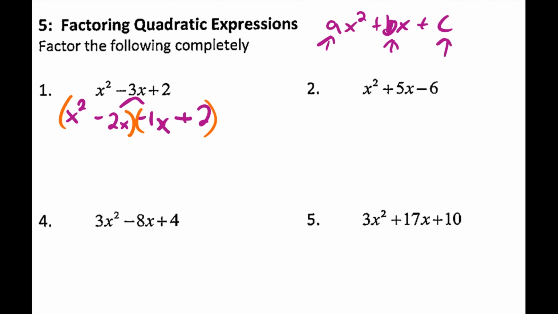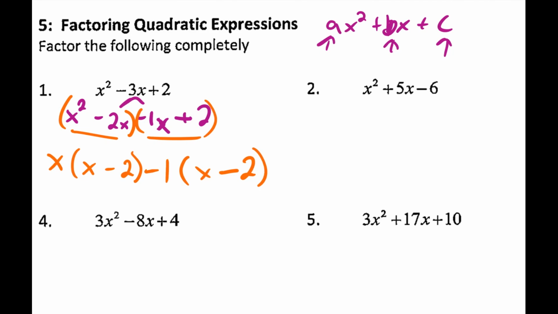So what can I take out of the first two? And the answer is going to be an x, and I'll leave x minus 2 on the inside. Now, the second two, what can I take out of there? Well, we have a negative 1x in front, so I'm going to take out the negative 1. And if I do that, I end up with x minus 2, because if I take a negative 1 out of the positive 2, it becomes a negative. Now, I've got this expression. I have now factored this, and this is 100% accurate.